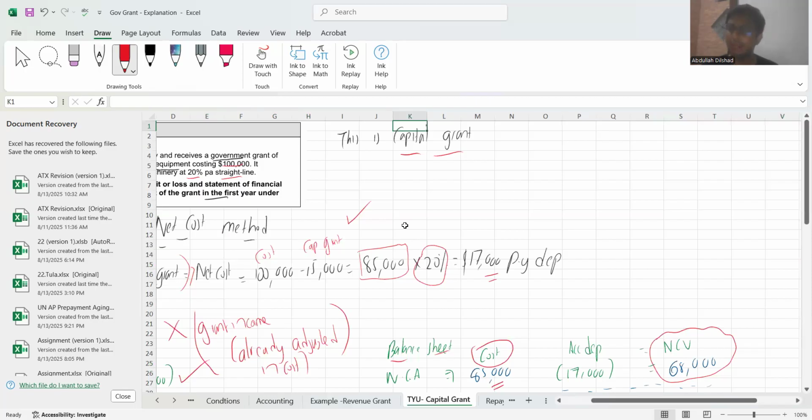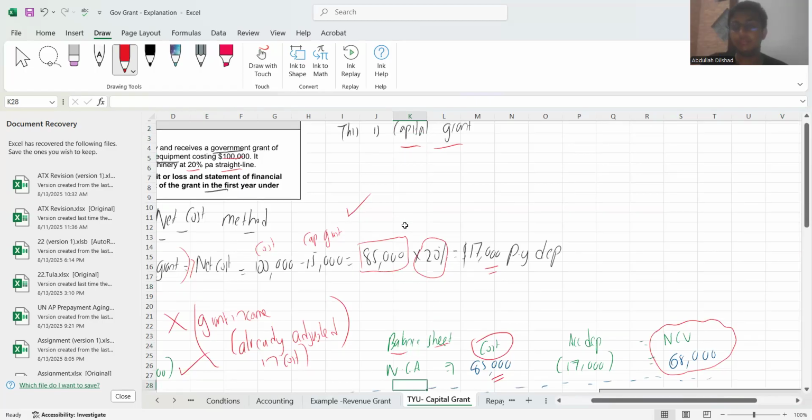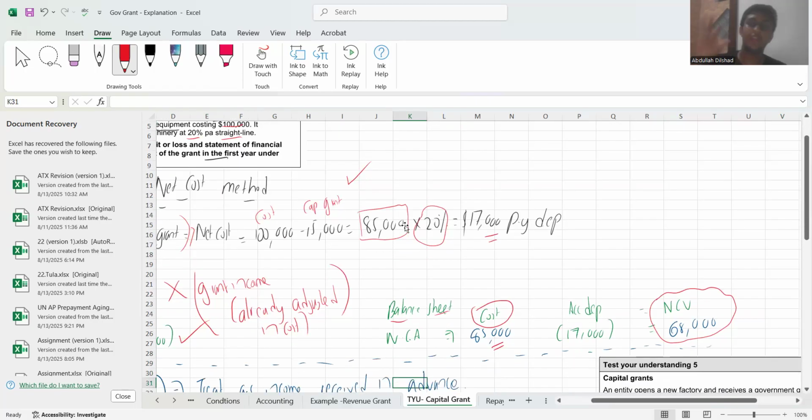Don't worry. For government grants, you will be getting majority of the times only MCQs. So you don't need to do lengthy workings. Despite whatever method you use, you will be getting the same answer.